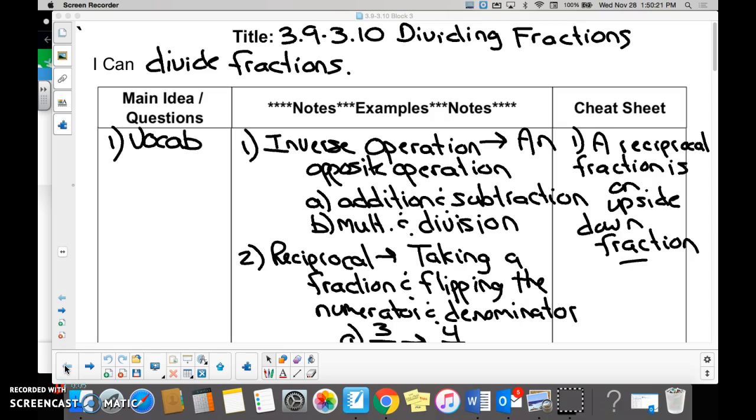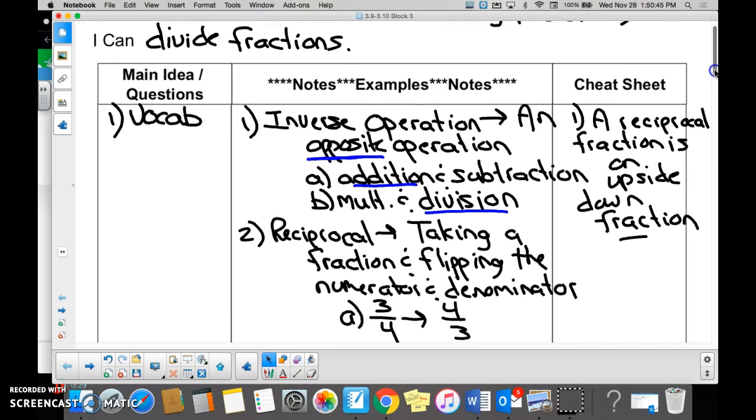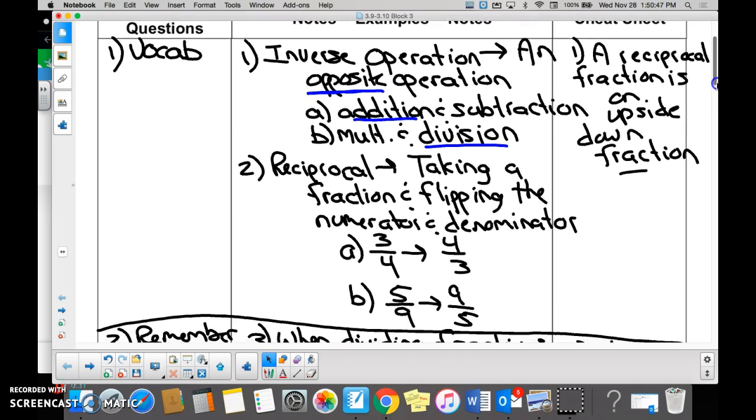Are you all capable of dividing fractions? Yes! There are two vocab words we dealt with when we did these notes yesterday, actually. Inverse operation and reciprocal. An inverse operation is really just an opposite operation. So what's the opposite of addition? Subtraction. What's the opposite of division? Multiplication.